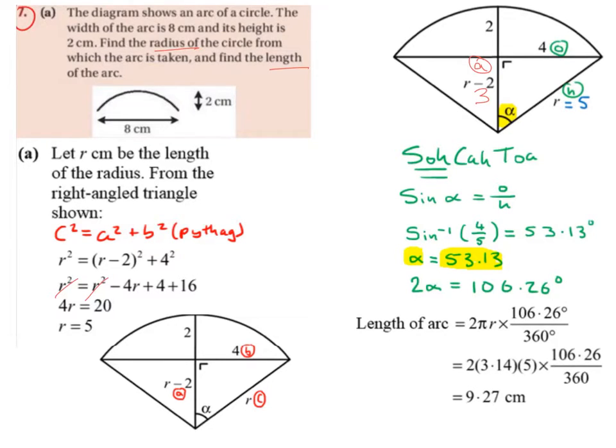To get the length of the arc, it's going to be 2 pi r multiplied by 106.26 degrees divided by 360. I'm swapping pi for 3.14. The radius I know was 5. I got that from over here. And that's all multiplied by 106.26 divided by 360. Putting all that into the calculator, I get 9.27 centimeters. So the length of that arc is 9.27 centimeters.